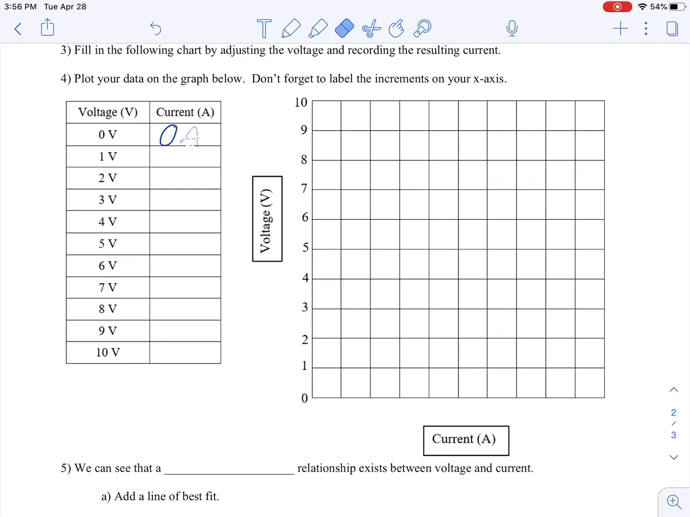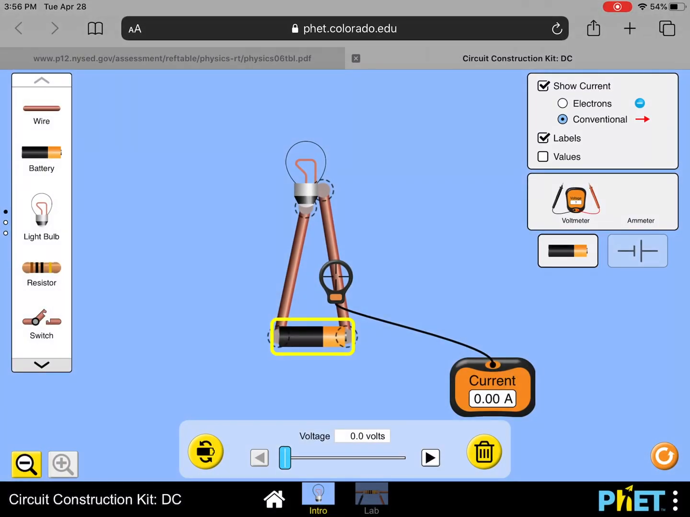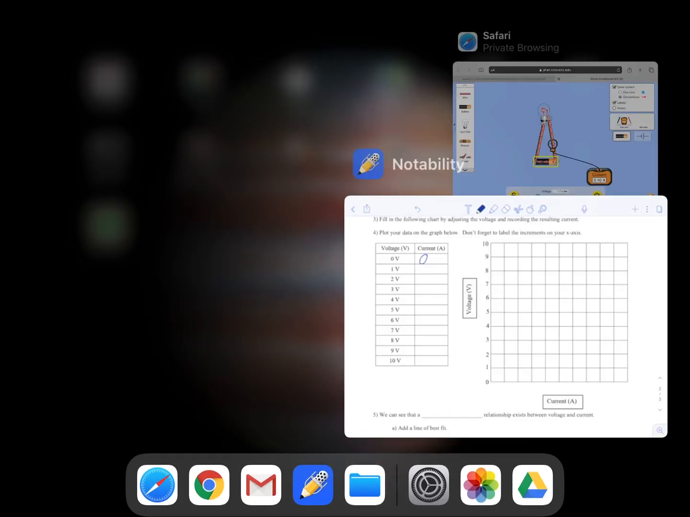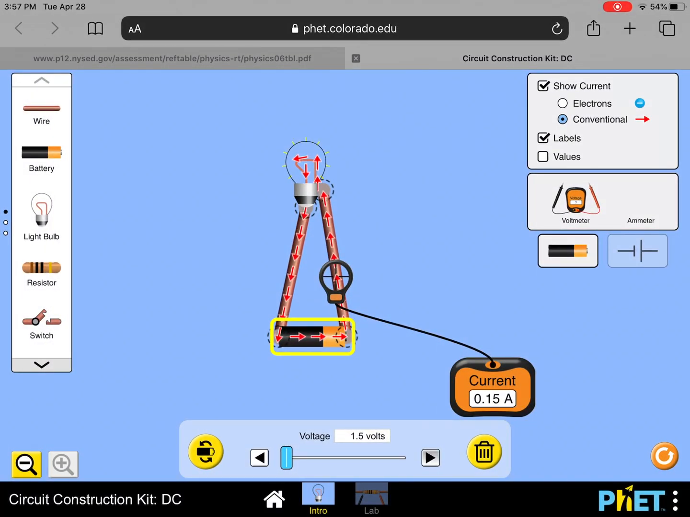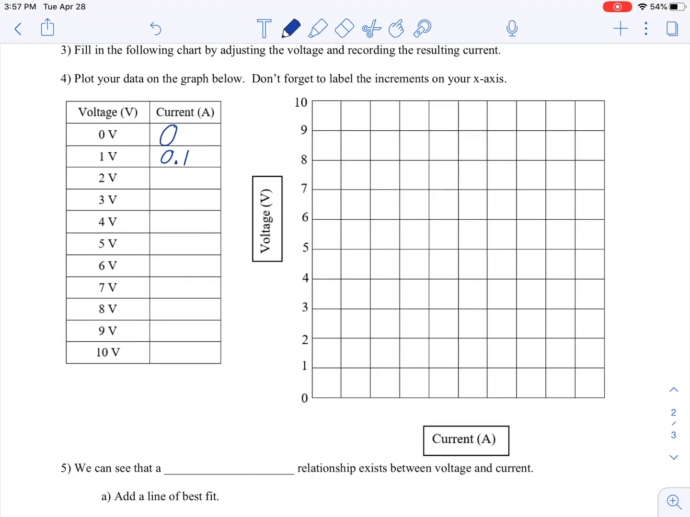Okay, actually I don't need to put amps there because it's already at the top of the column. Let's look at 1 volt. 0.1. Let's look at 2 volts. 0.2. And just fill it in and confirm that this trend does follow. Okay, so go through, keep adjusting it, and make sure that this trend is true.